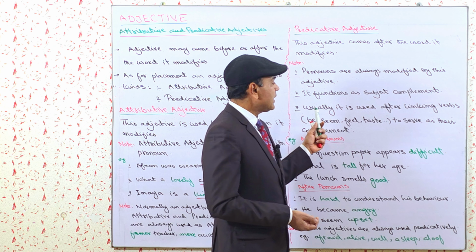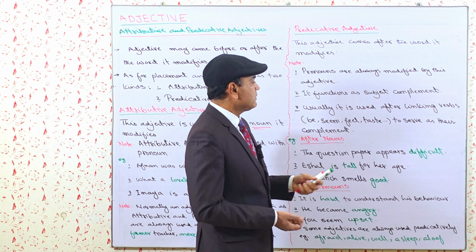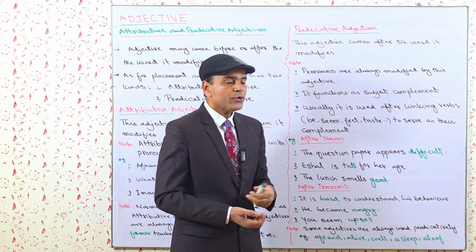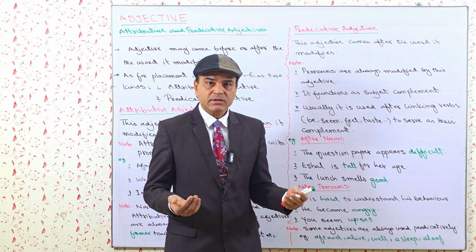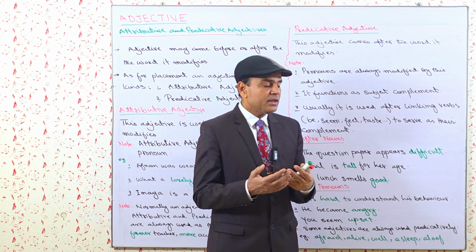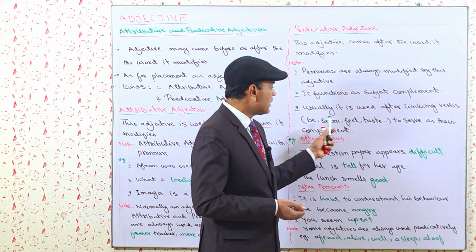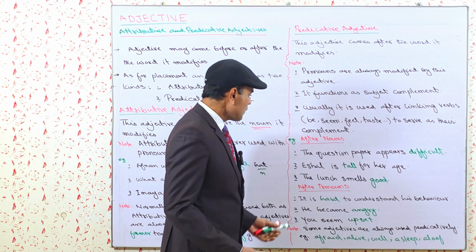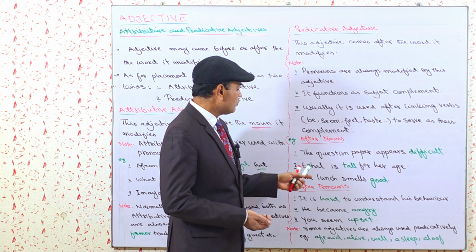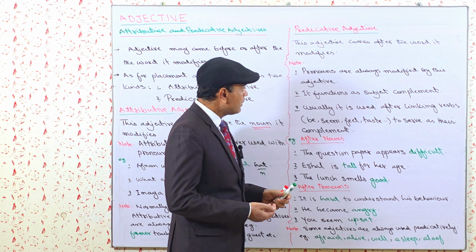So usually the predicative adjective is used with the linking verbs to serve as their complement. Means predicative adjectives complete the meaning of the linking verbs. Let us understand this whole scenario through the examples.